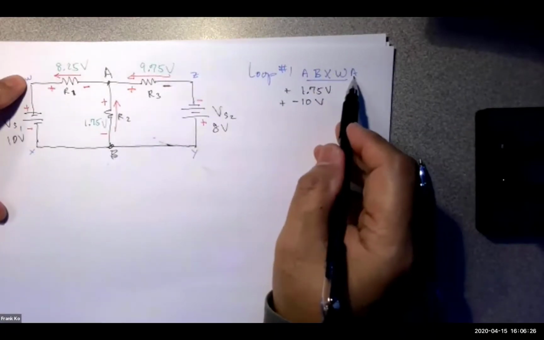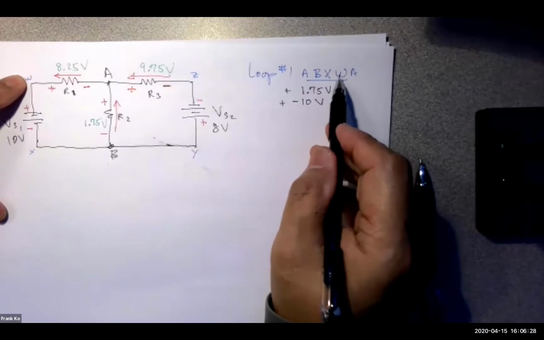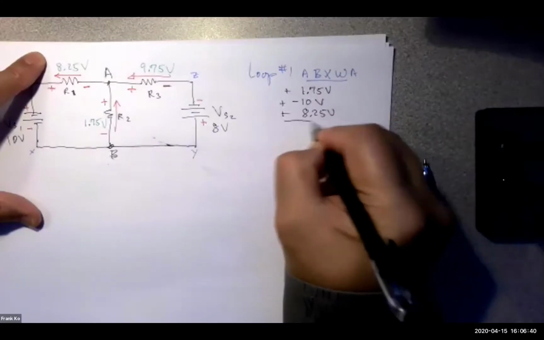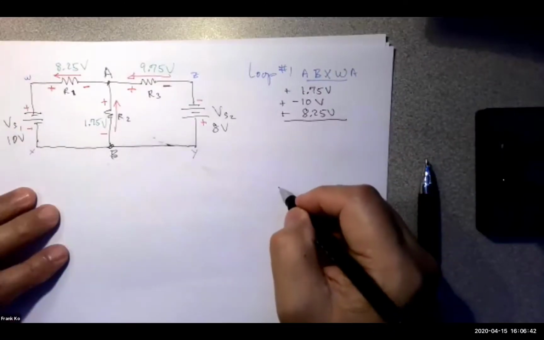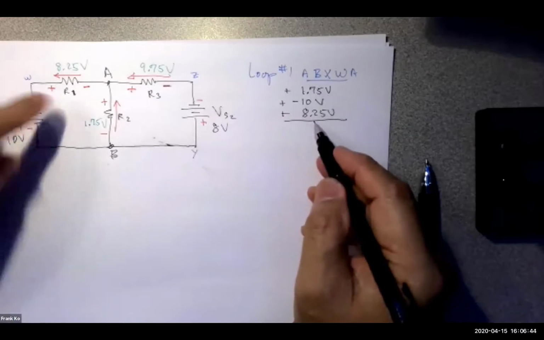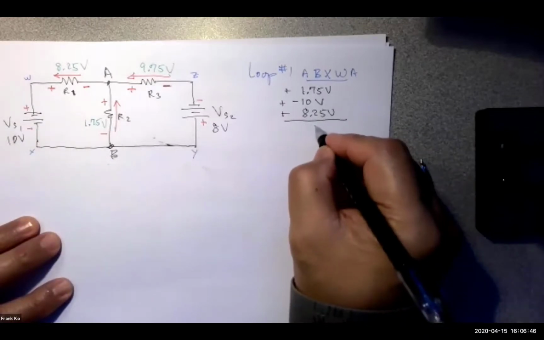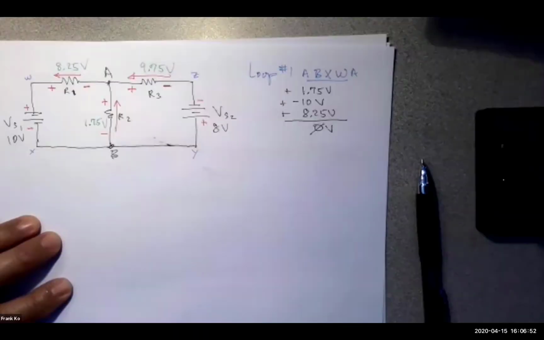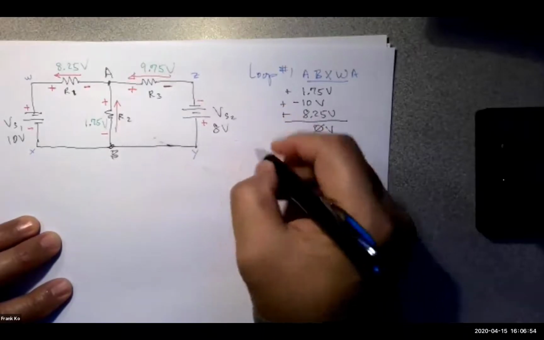From point W, I have to go back to A. So from point W, what's the polarity I encounter? A positive. How much? 8.25 volts. But ladies and gentlemen, in that particular loop, algebraically, what does this add up to? 0 volts. So far is Kirchhoff happy with us? Yes. Kirchhoff is happy with us.